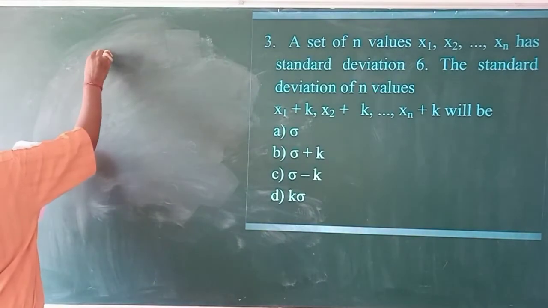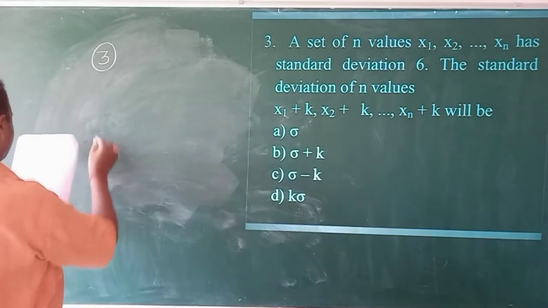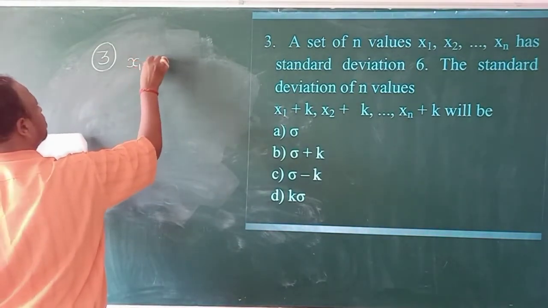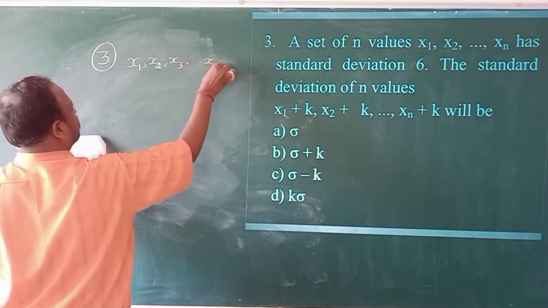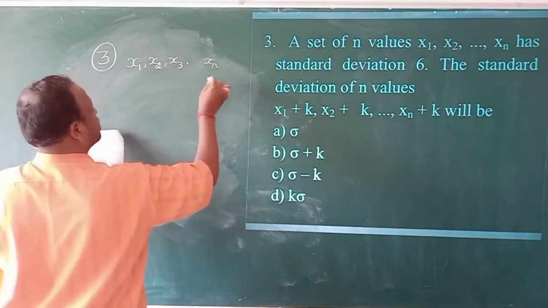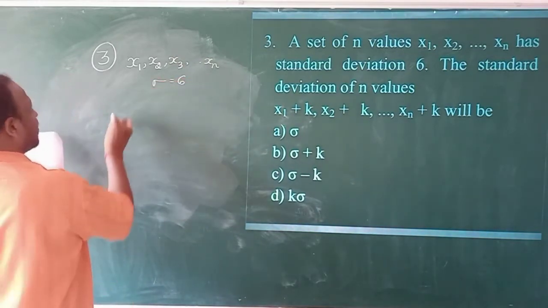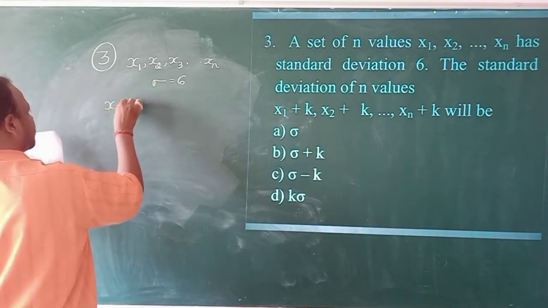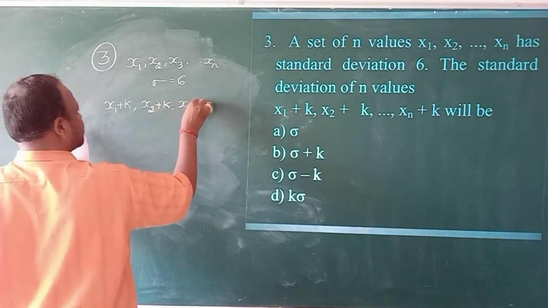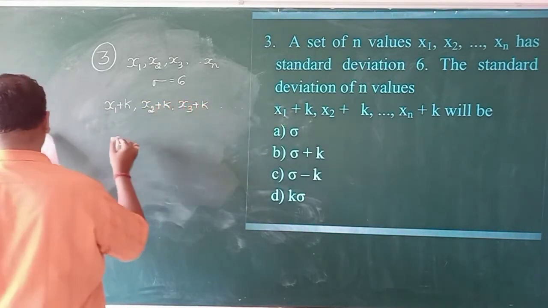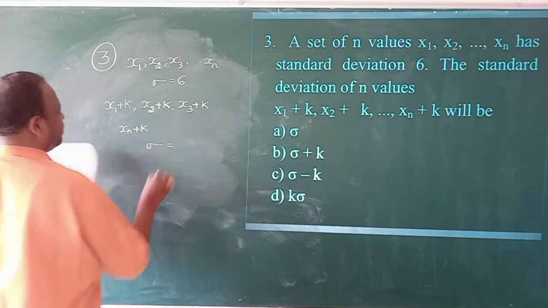Now that is question number 3. A set of n values x1, x2, x3, ..., xn has standard deviation equal to 6. What will be the standard deviation of the n values x1 plus k, x2 plus k, x3 plus k, ..., xn plus k? What is the standard deviation they are asking?